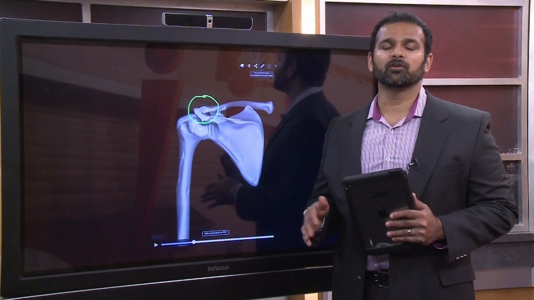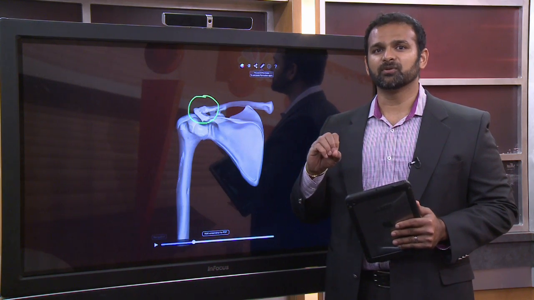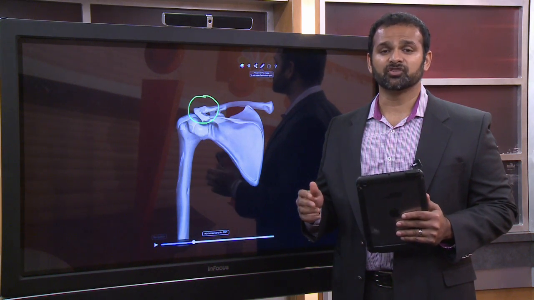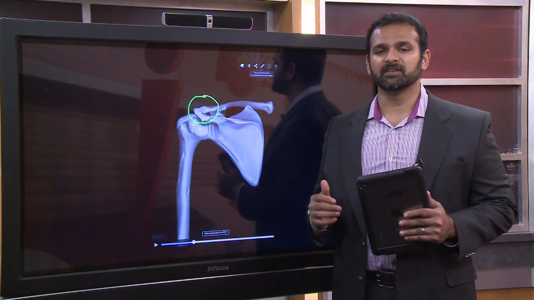The grade 1, or the most mild, is where the capsule or ligaments around the joint can be separated or partially disrupted or strained. So that's a grade 1 where there's not significant separation.